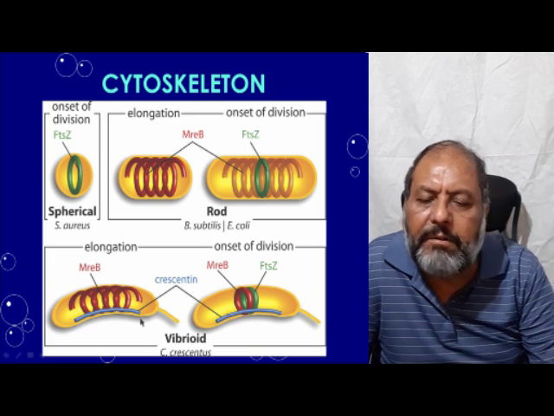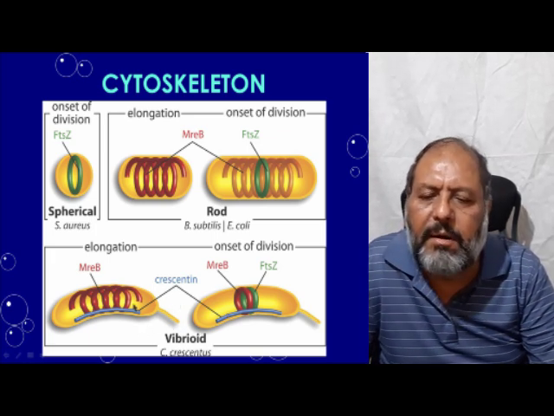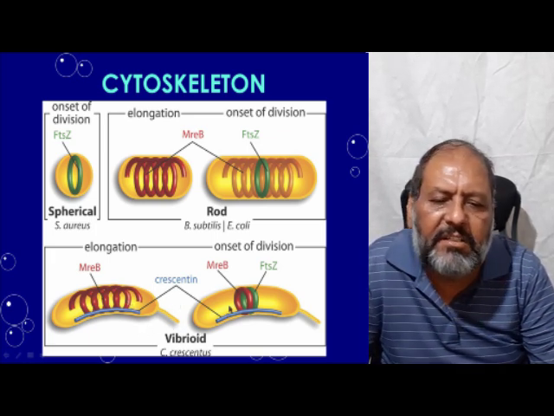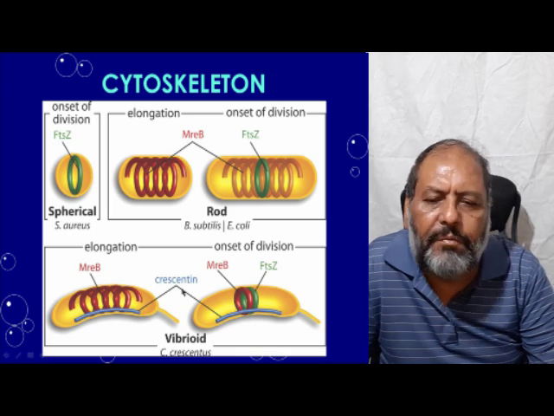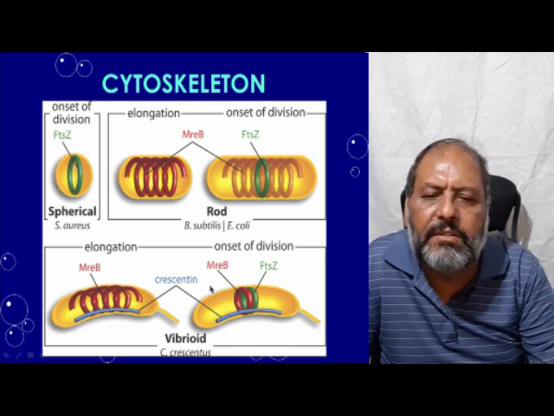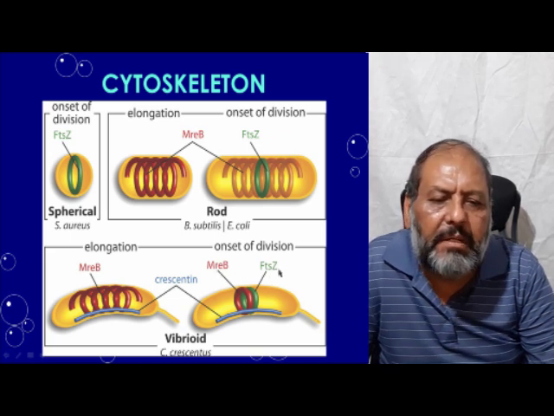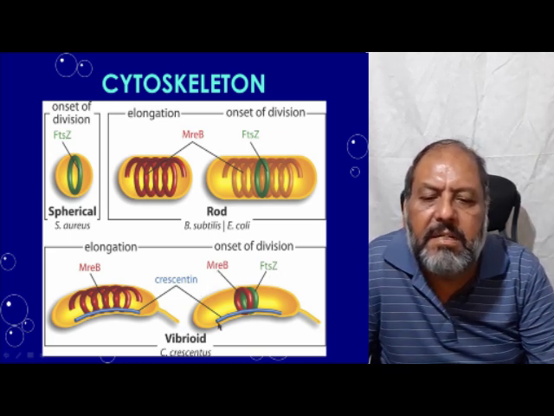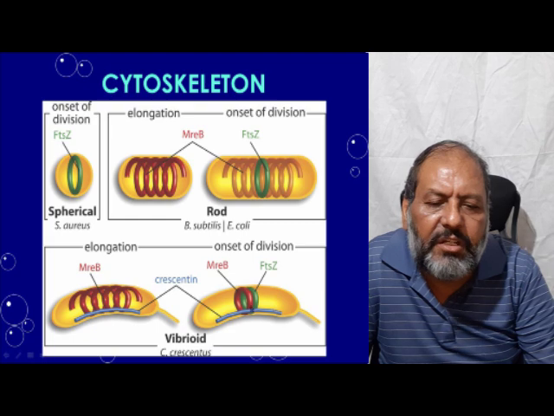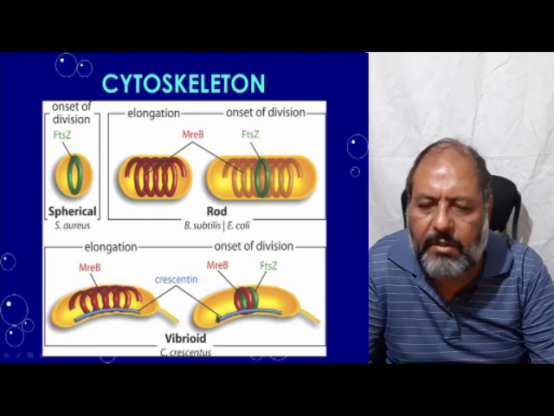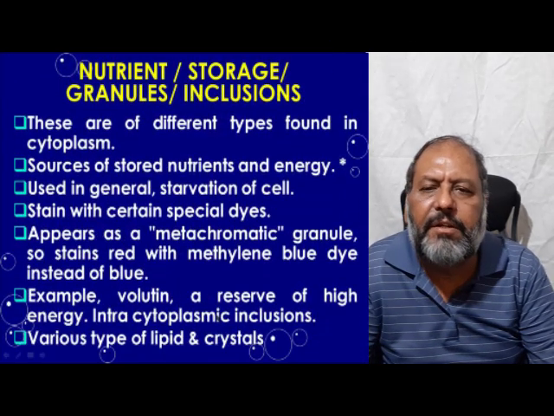The Vibrio cholerae bacteria also have the skeleton, and that is a bit different. So these do have the extra crescentin along with MreB and FtsZ. Here you can see that makes the basic structure of the Vibrio cholerae bacteria.